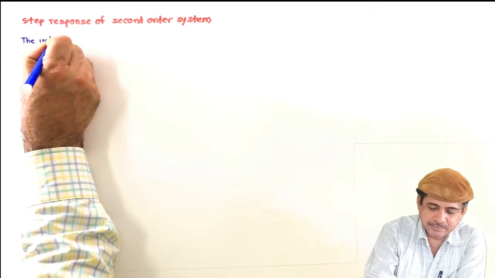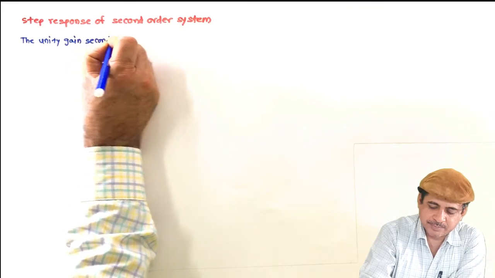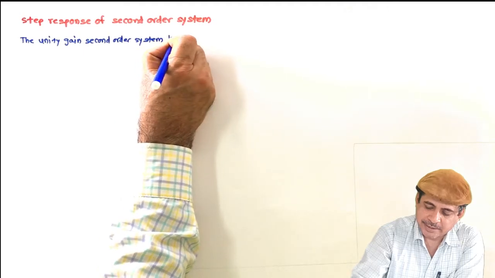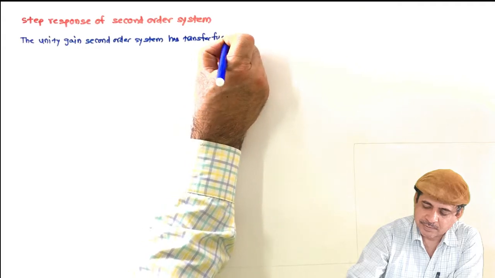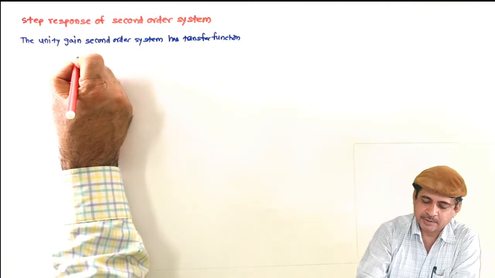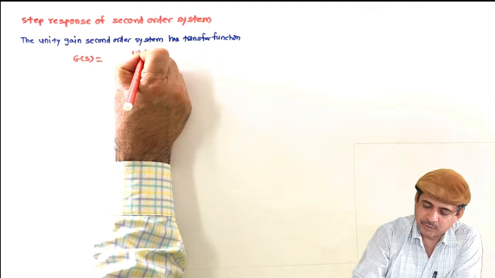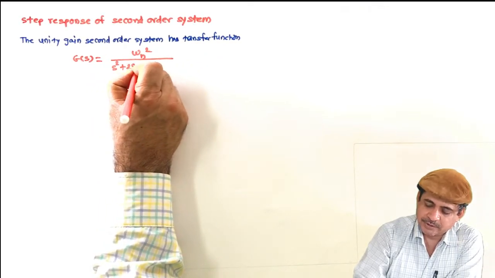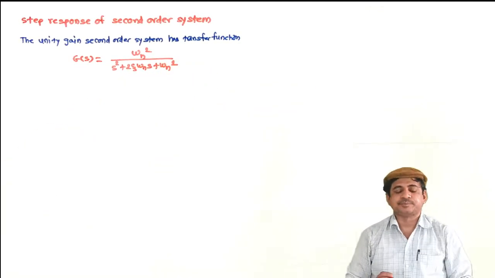The unity gain second order system has transfer function G(s) is equal to omega n square upon s square plus 2 zeta omega n s plus omega n square.